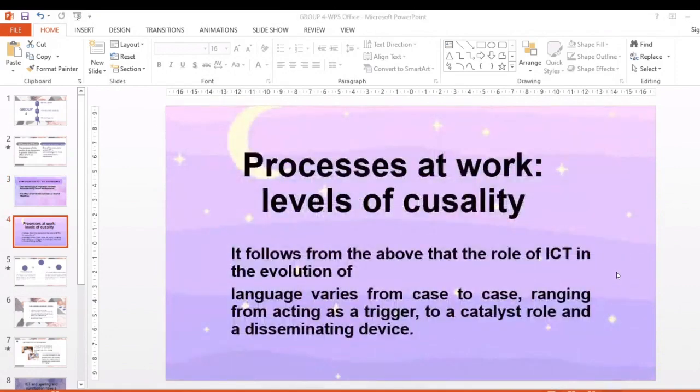It follows from the above that the role of ICT in the evolution of language varies from case to case, ranging from acting as trigger to catalyst and disseminator. In any one case, the possible roles of ICT are not discrete but merge into one another, as ICT precipitates change and then spreads it. Furthermore, the role of ICT as a disseminating device is not confined to linguistic forms. ICT also disseminates ideas about language.